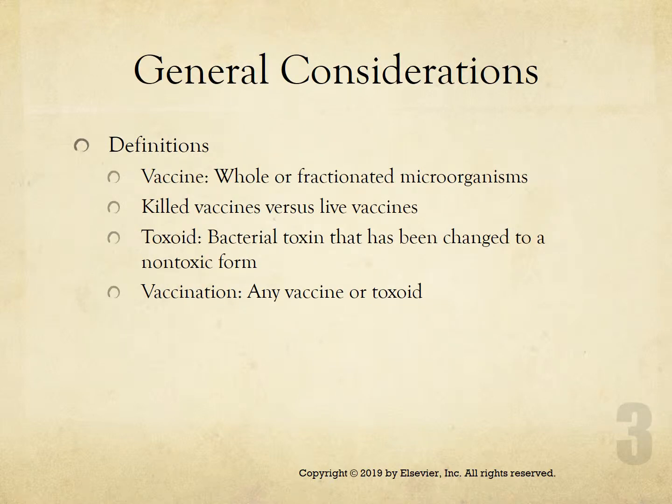So here are some definitions. Vaccines are whole or fractionated microorganisms. Killed vaccines versus live vaccines. Toxoids are bacterial toxins that have been changed into non-toxic form. And vaccinations are any vaccine or toxoid.